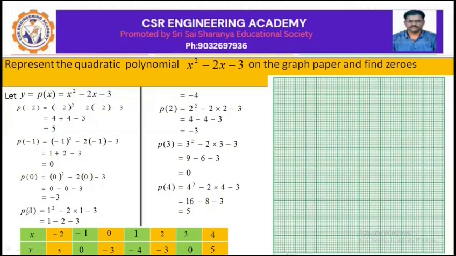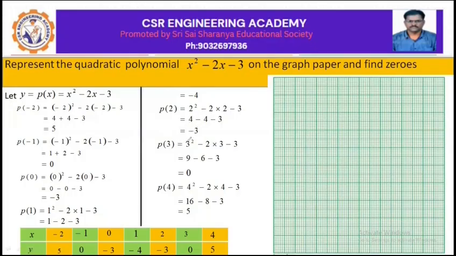Polynomial value at x is equal to 1, that is p of 1 is equal to 1 square minus 2 into 1 minus 3, which is 1 minus 2 minus 3, 1 minus 5, that is minus 4. P of 2 is equal to 2 square minus 2 into 2 minus 3, which is 4 minus 4 minus 3, the 4s cancel, so minus 3.